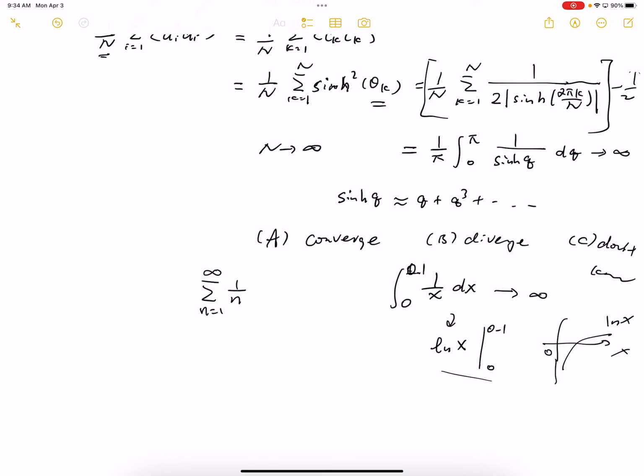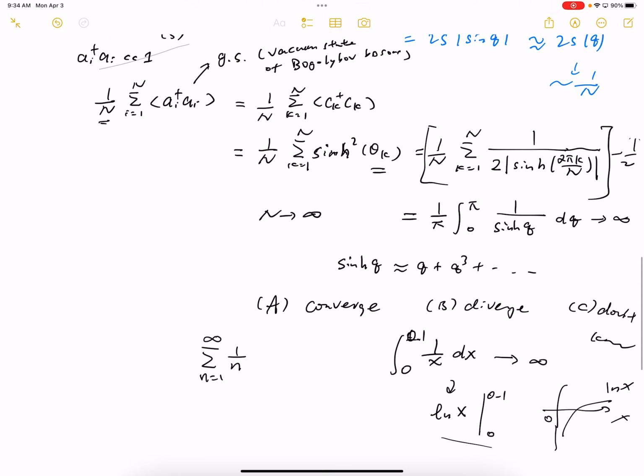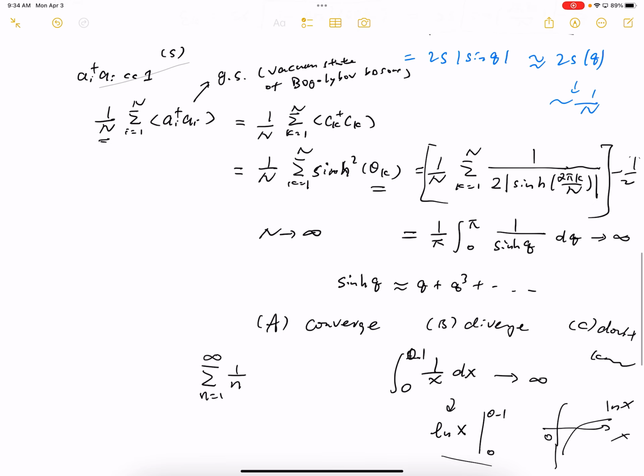So this immediately means that the spin wave theory should be wrong, because you're trying to calculate the average number of bosons in the ground state. Remember, the approximation requires this to be much smaller than 1. But what you actually calculate goes to infinity. So that means it should be very wrong.